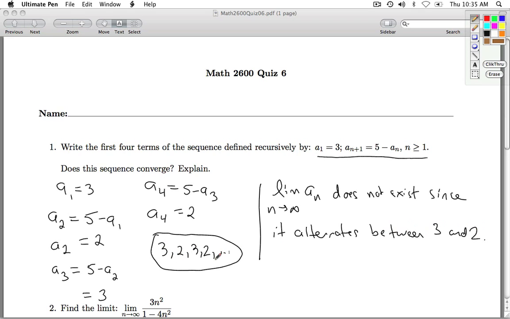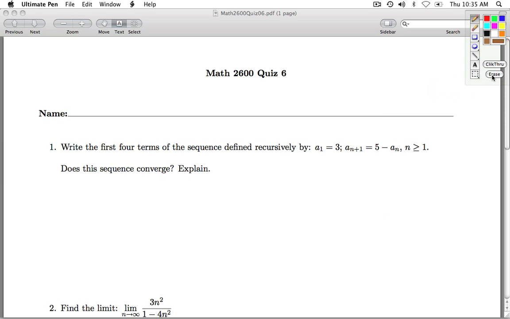So half the terms are always 3, half the terms are always 2. These numbers never settle down and get close to any one particular number, and so that means it diverges, it does not converge. And so that'll do it for number 1.